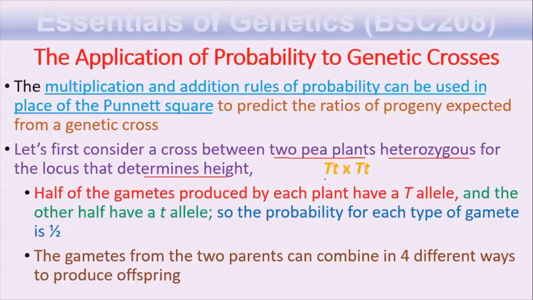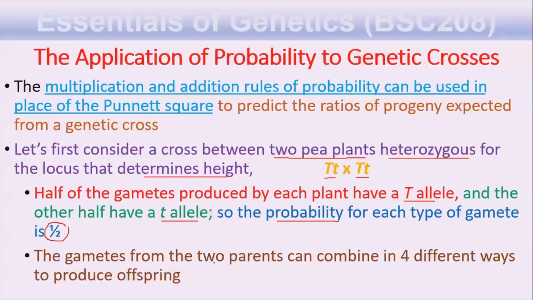So for example, this is one parent and this is the second parent. Both have capital T small t as a genotype. So half of the gametes produced by each plant have a capital T allele and the other half have a small t allele. So the probability for each type of gamete is 1 by 2. Half of the gametes will receive capital T and half will receive small t in both parents separately. So the probability is 1 by 2.